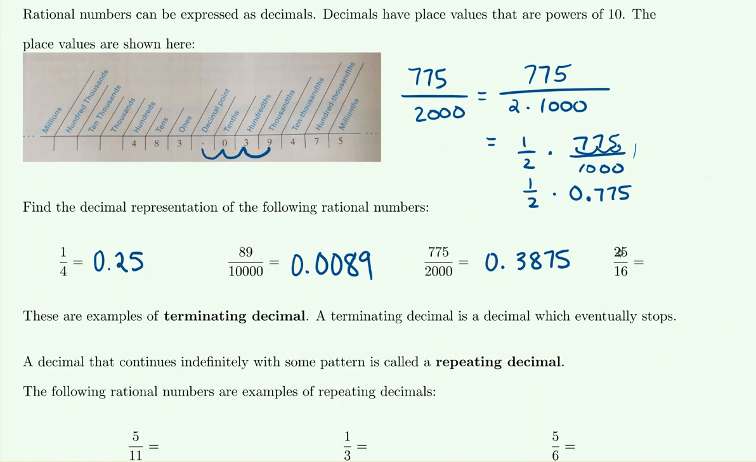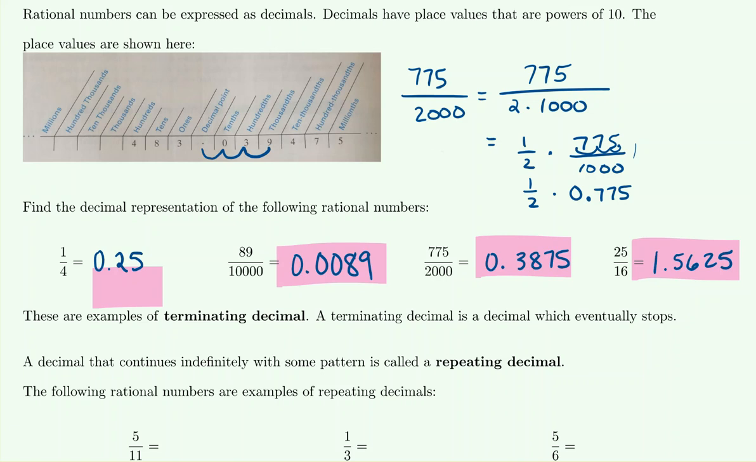Finally, our next one, we could go through some similar procedures, or we can just use our calculator. 25 divided by 16 is 1.5625. Now, one of the reasons that we are going over this is just to get familiar with how the decimal position system works, but also to recognize that each of these decimals has a clear ending point. They don't keep going on forever and ever.